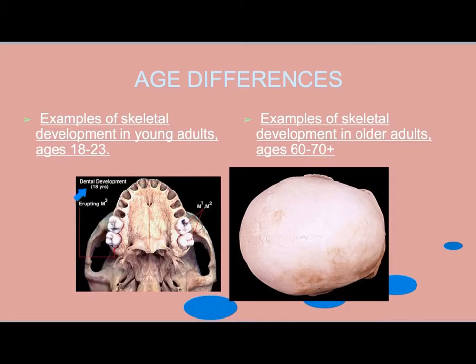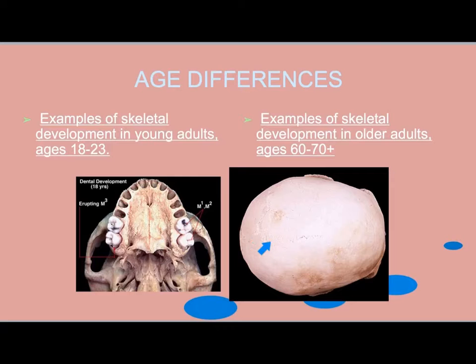So we can have examples. Here we have an individual that's between ages 18 to 23, and here we would have an individual that's ages 60 to 70. Now, with this individual here, we can see the first two molars are in, but we have a molar 3 just starting to erupt here. That would be the wisdom tooth.